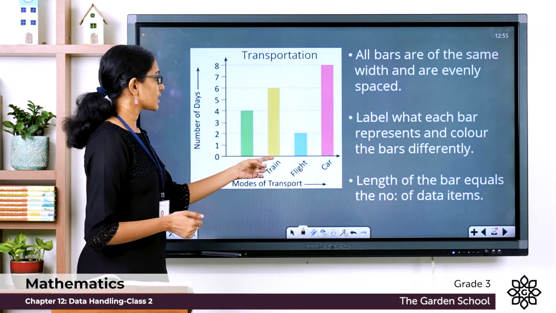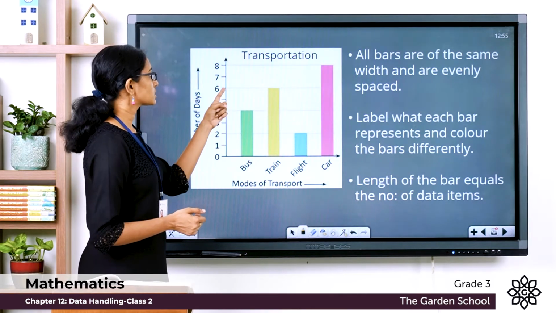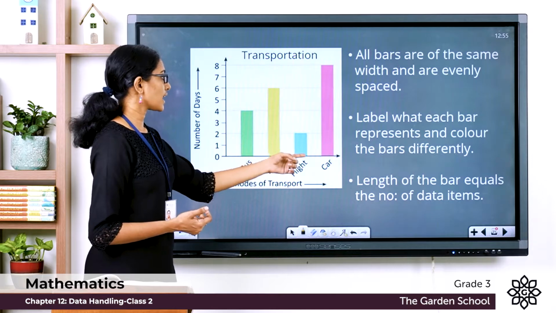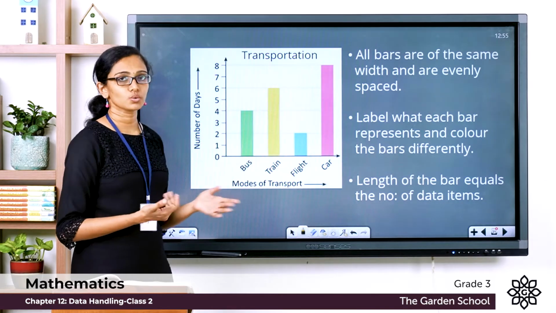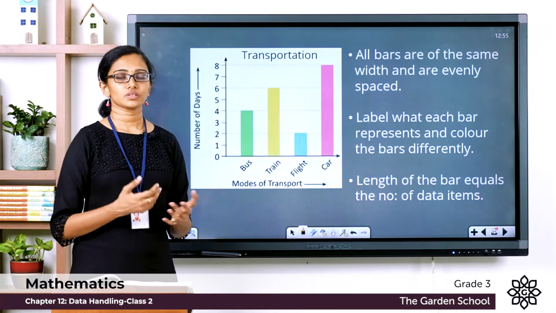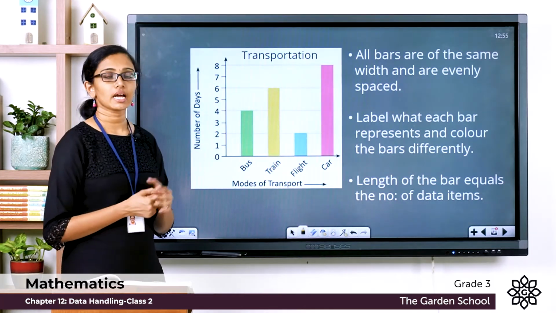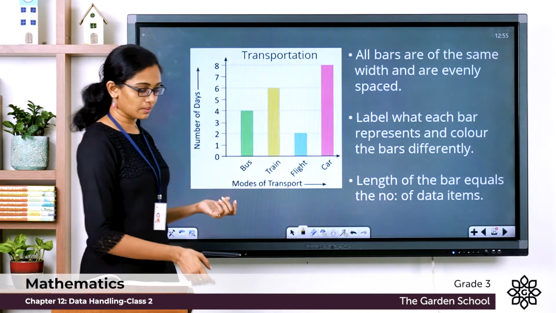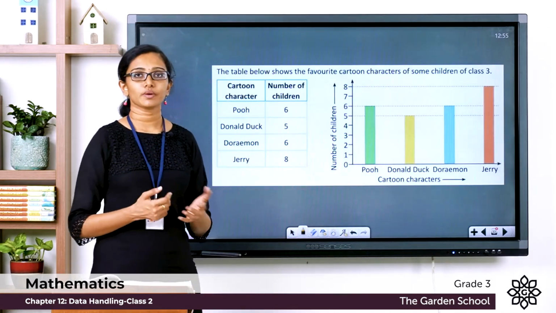Now he used train as a mode of transport for 6 days, and he used flight as a mode of transport for 2 days, and he used car for 8 days. So this was an example of how you read data or interpret data from a bar graph. Let's see one example from your textbook.